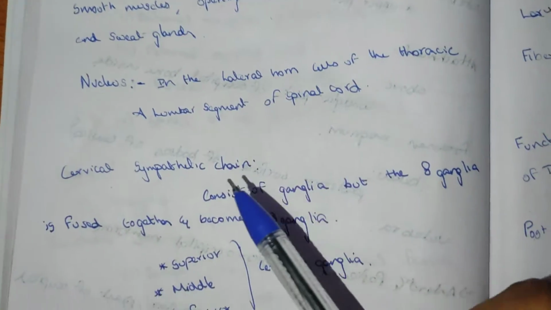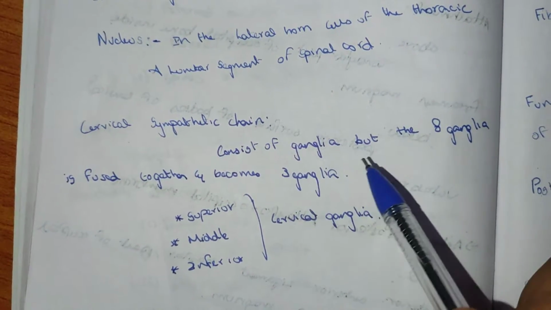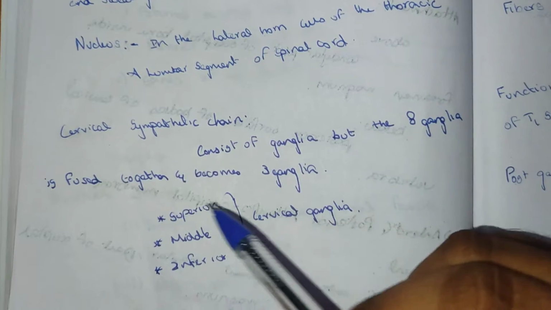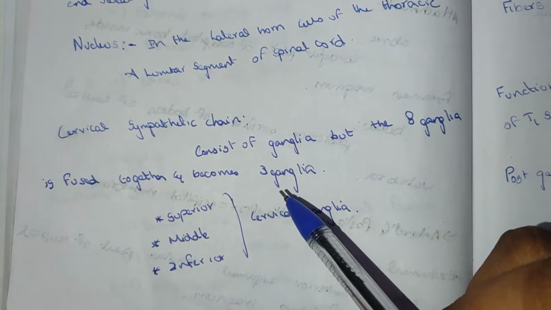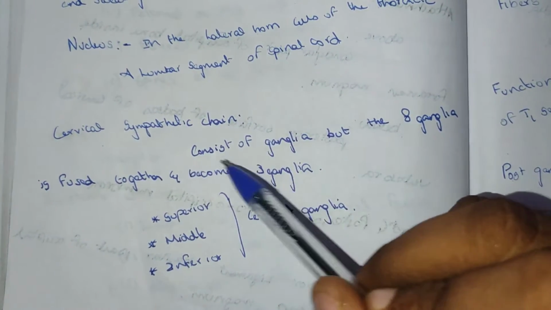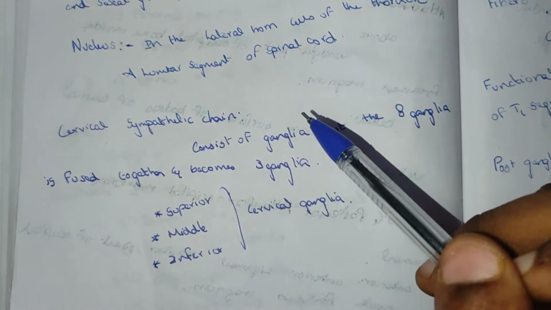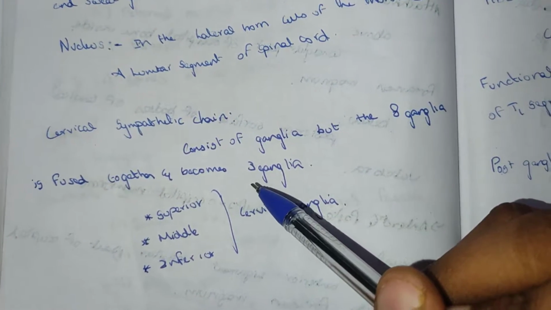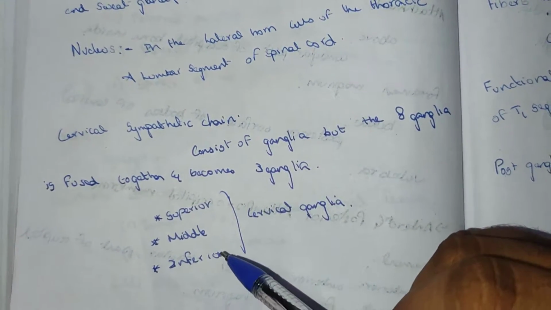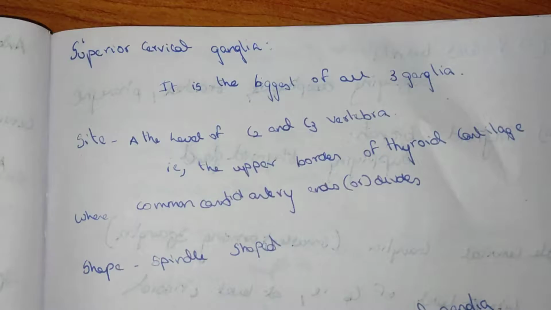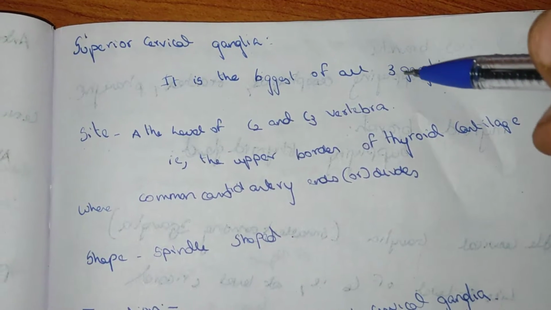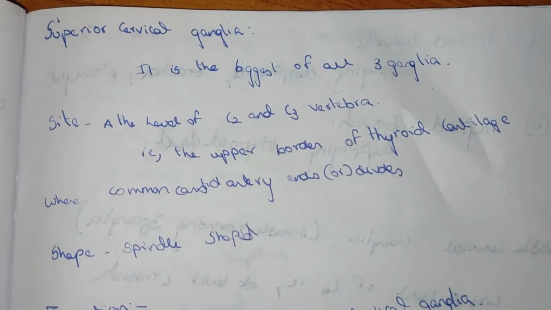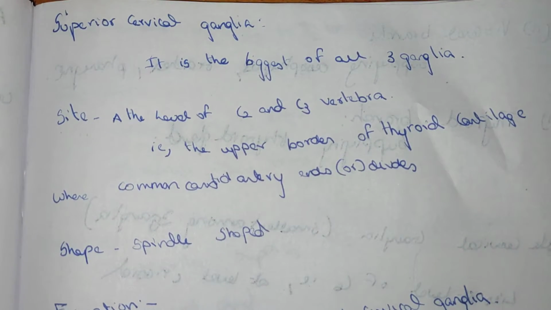Now, the cervical sympathetic chain generally consists of 8 ganglia, but these 8 ganglia are fused together to form 3 ganglia, which are the superior, middle and inferior cervical ganglia. The superior cervical ganglion is the biggest of all 3 ganglia.